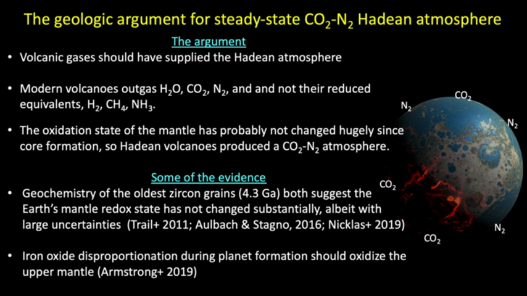The geochemistry of the oldest zircon grains, which are about 4.3 billion years old, suggests that Earth's mantle oxidation state has not changed a lot since. But there are some really big error bars on those measurements. Also, experiments show that iron oxide disproportionation during planet formation should oxidize the upper mantle and move it closer to its modern oxidized state.